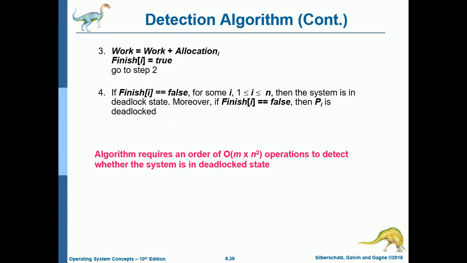So next, step 4: if Finish[i] is equal to false for some i, where 1 is less than or equal to i is less than or equal to n, then the system is in a deadlock state. Moreover, if Finish[i] is equal to false, then P sub i is deadlocked. So this algorithm requires an order of O of m times n squared operations to detect whether the system is in a deadlock state.